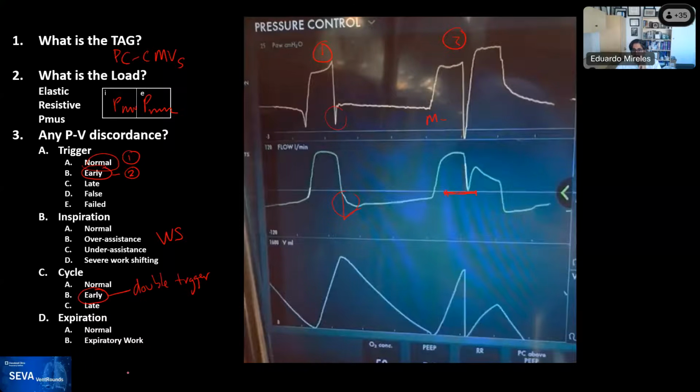Can you explain the exponential rise in flow in the second breath? Exponential rise in flow. This one over here, Emil?